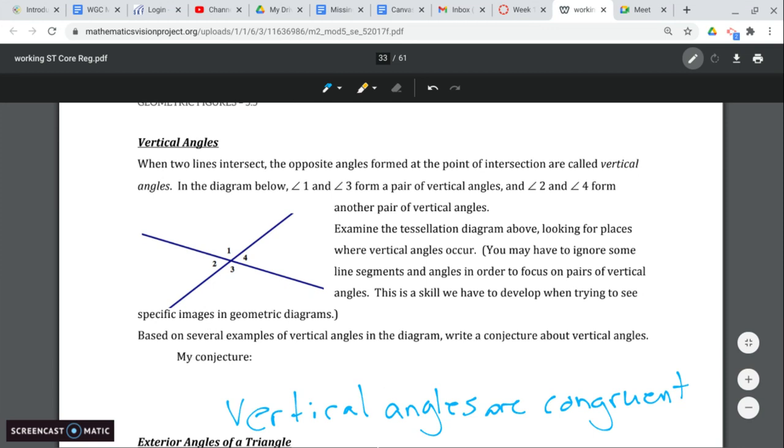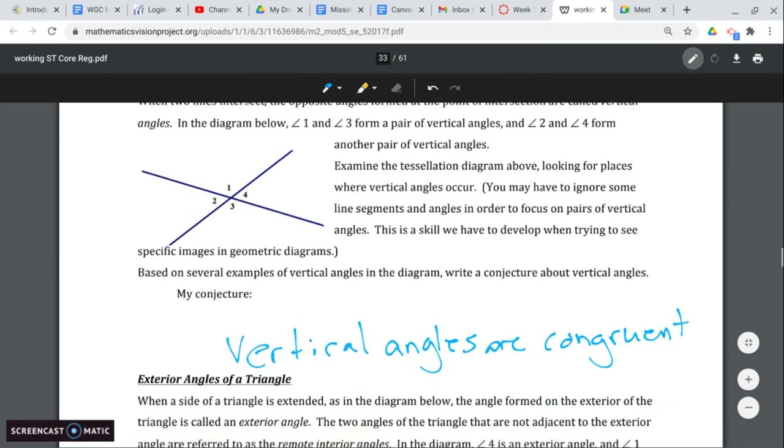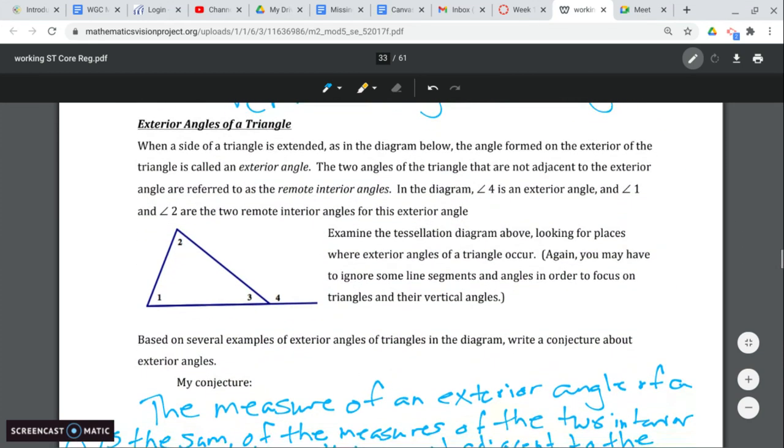When you have vertical angles, this is something you'll use in proofs. When we have intersecting lines like this, you can say that angle 1 and angle 3 are congruent because of the definition of vertical angles.